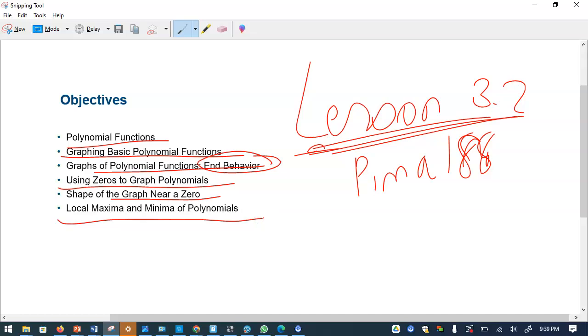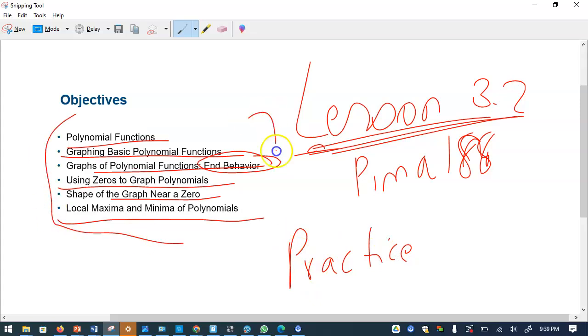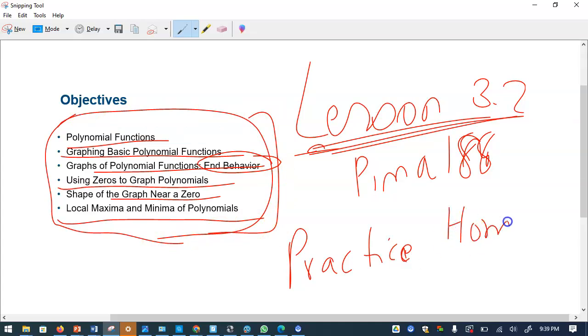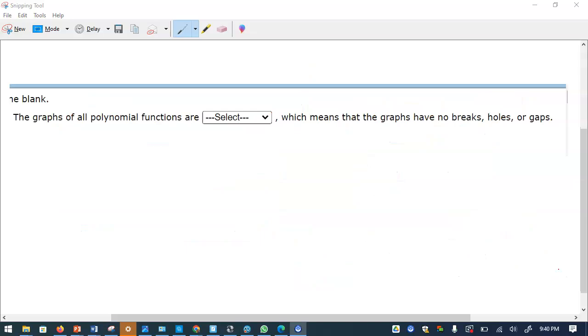So let me go directly to the practice problem. I want you to really understand because we walked through this in the classroom and you may have gotten confused. So let me do more problems, and this will help you with homework 3.2. Okay, so I will go straight to the very first problem. I'm doing all these problems so that it will help you.